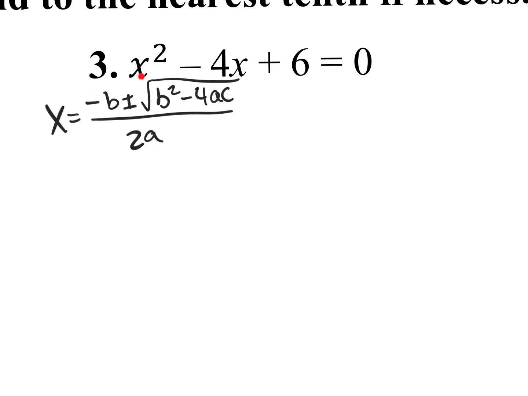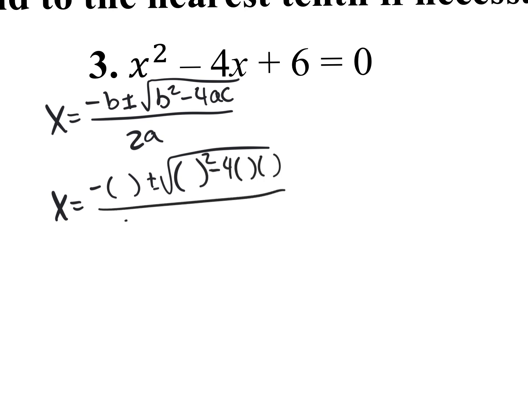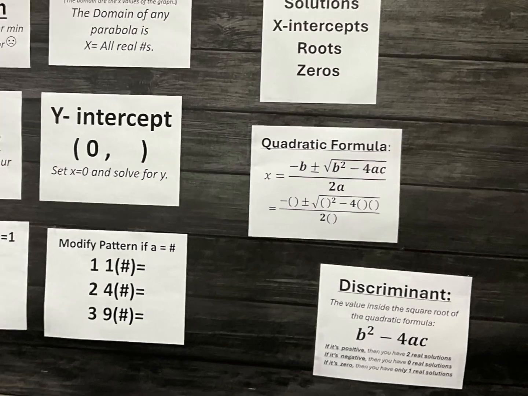Negative b plus or minus the square root of b squared minus 4ac, all divided by 2 times a. And whenever you use this formula, you have to rewrite it, but with parentheses. x equals negative parenthesis plus or minus the square root of parenthesis squared minus 4 times parenthesis, all divided by 2 times parenthesis, right?